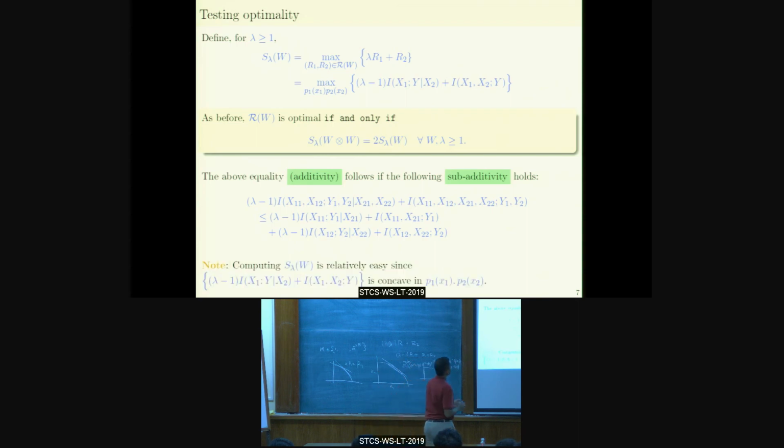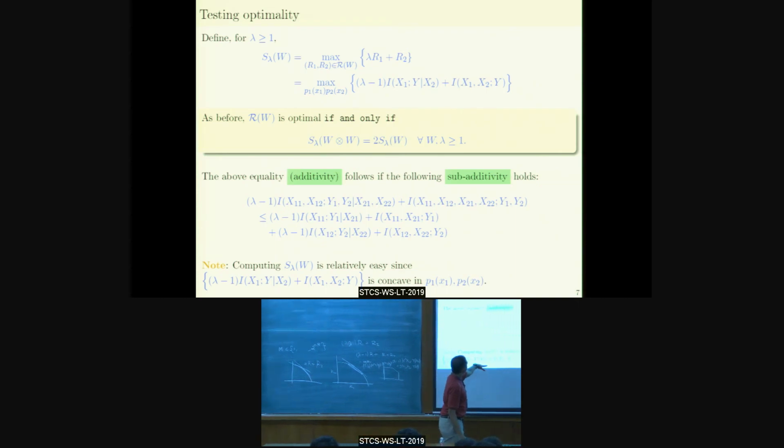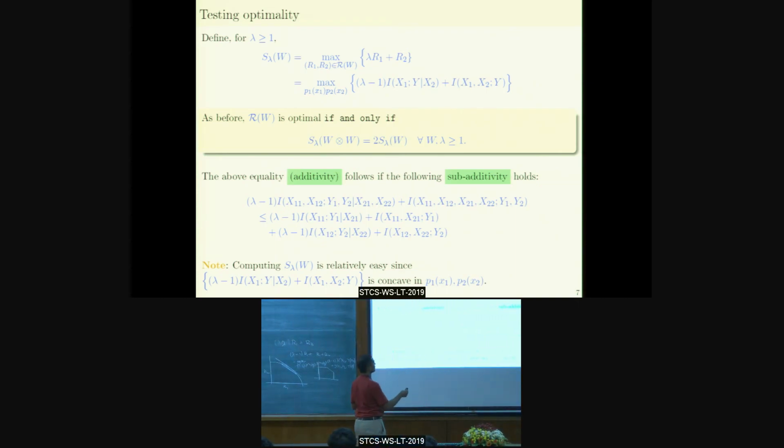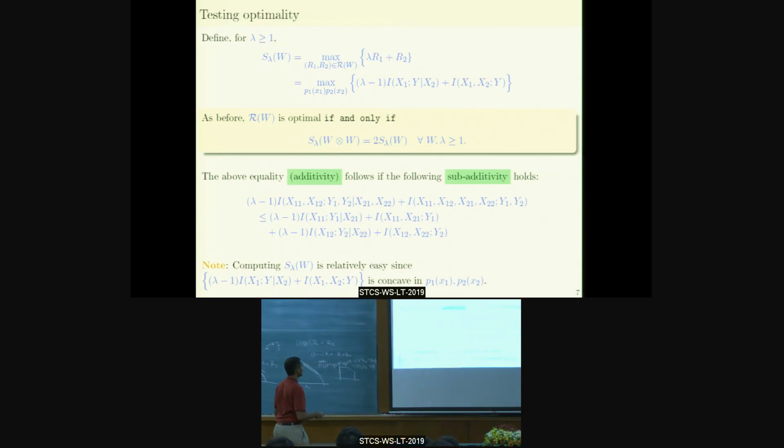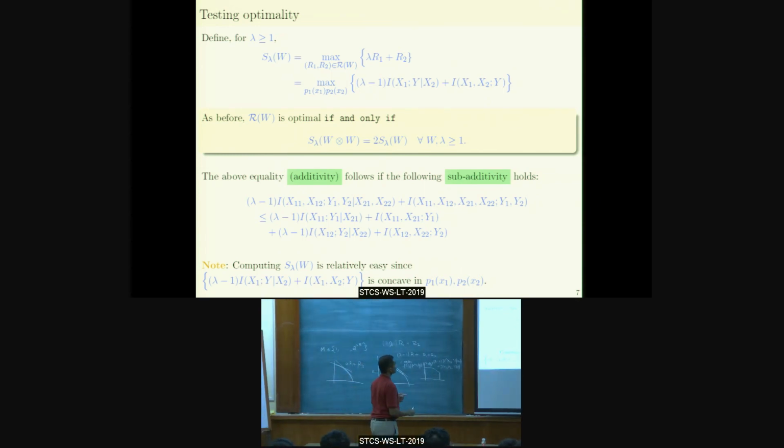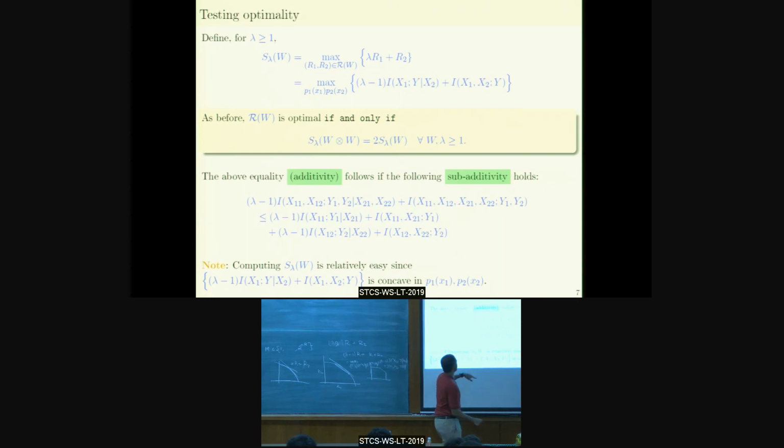Another thing you'll observe is that this function is actually also concave in P1 of x1 and P2 of x2. So this is relatively easy because this is concave in the pair of distributions. If you give me a pair of distributions, I can compute this function from just taking the product distribution and computing the value. So that's also easy.